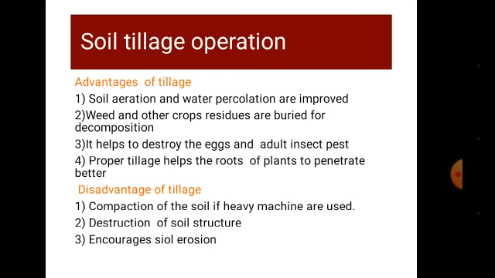Excessive tillage leads to the following disadvantages. We need to till the soil, but excess tillage might still lead to some disadvantages, which we are going to list below. Disadvantages of tillage: 1. Compaction of soil if heavy machines are used. 2. Destruction of soil structure. 3. Encouraging soil erosion.